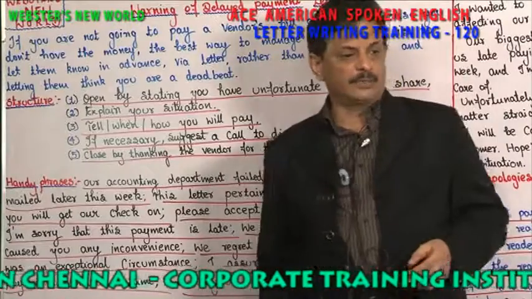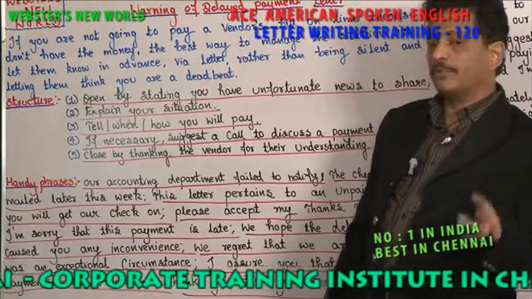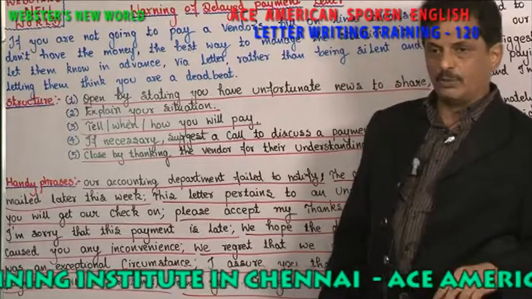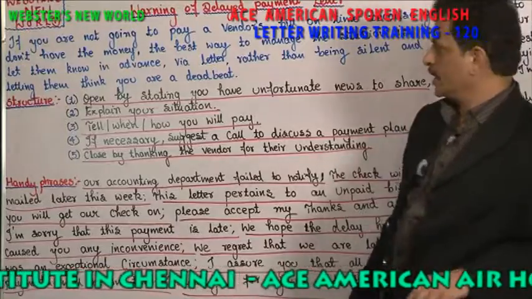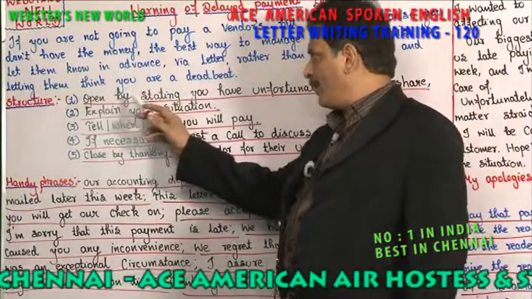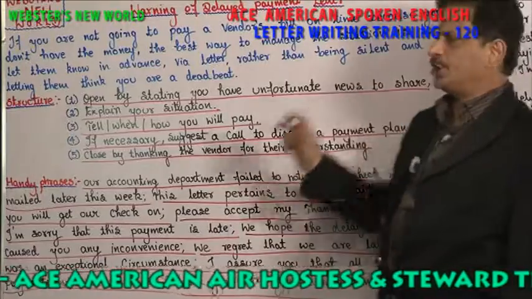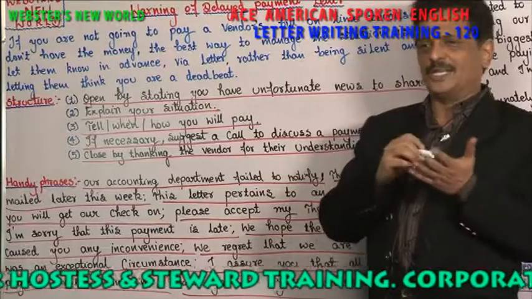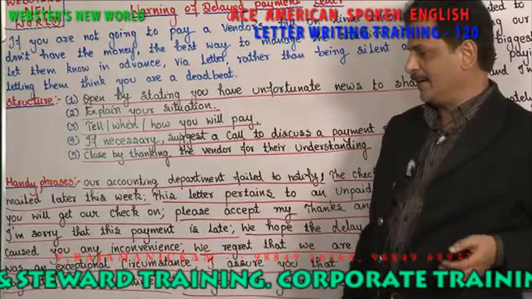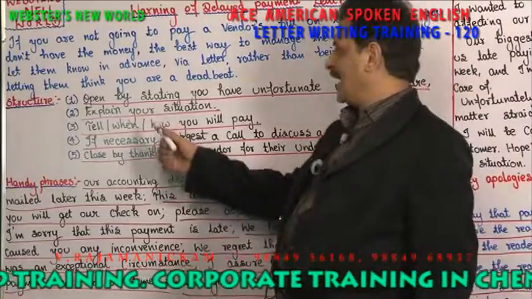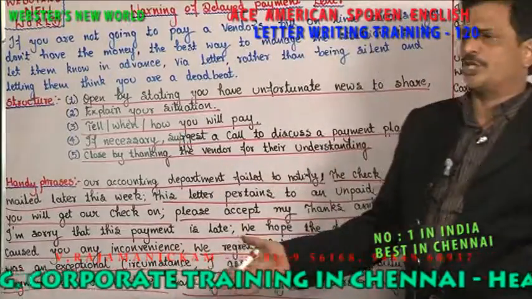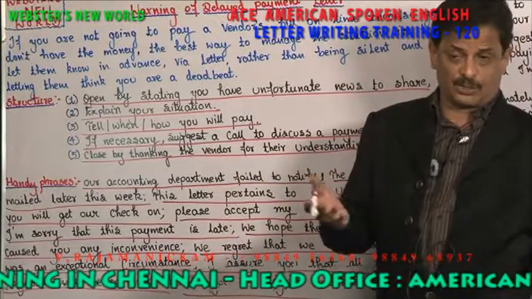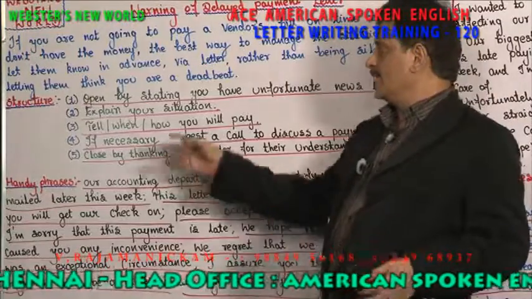So suppose you are not able to give money to your seller on time, you have to write a letter in advance rather than being silent. Otherwise he may think you are financially a fraud. So the structure of the letter should be opened by stating you have unfortunate news to share. You say it is unfortunate, and explain your situation. You have to say: because of my physical illness, because of some other problem, because some customers have not paid me money, I am not able to pay you. Tell when and how you will pay.